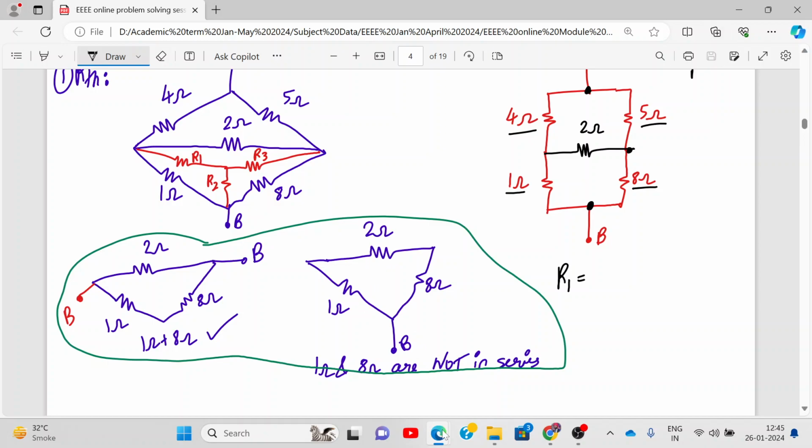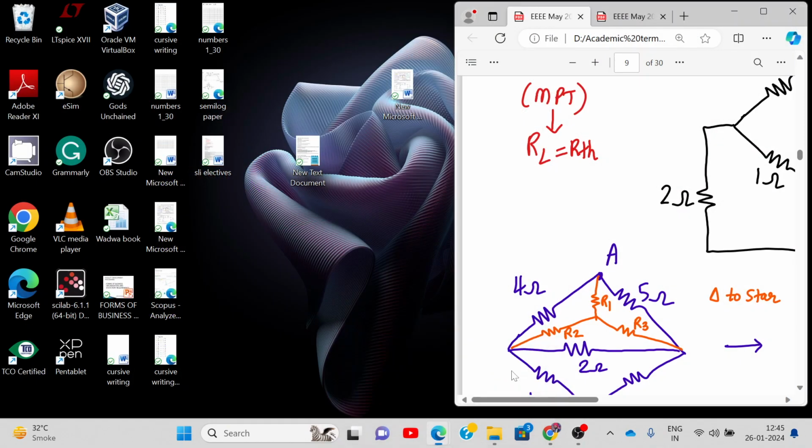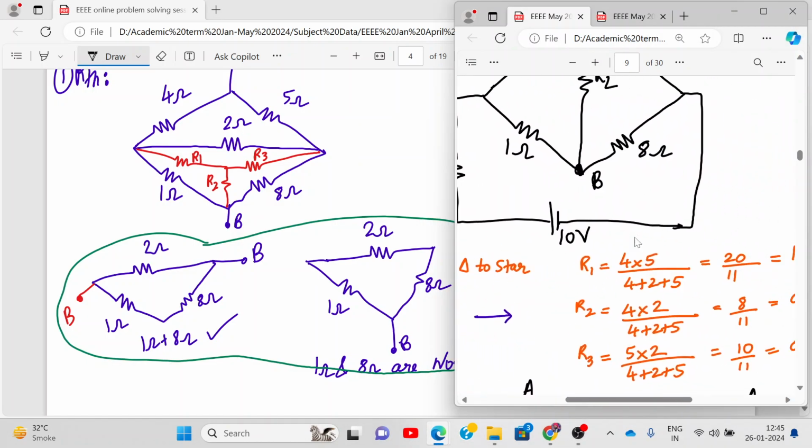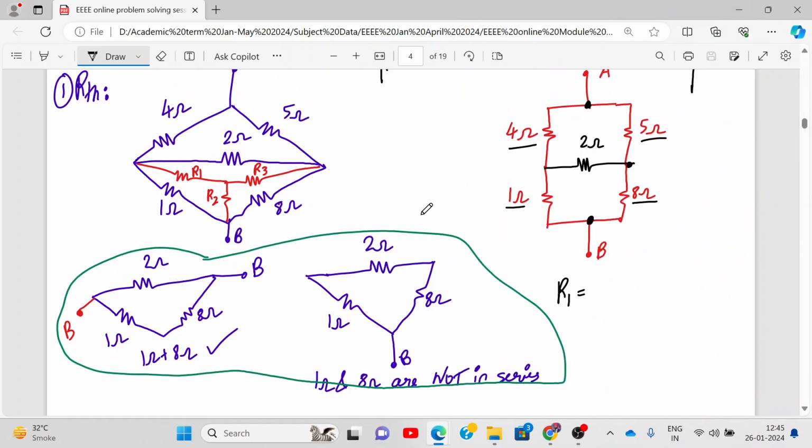To make you recollect: adjacent to R1, which are the two resistances? 2 ohm and 1 ohm. So 2 into 1 divided by the total, 2 plus 1 plus 8. How much is that? 11, right? So it's 2 by 11.